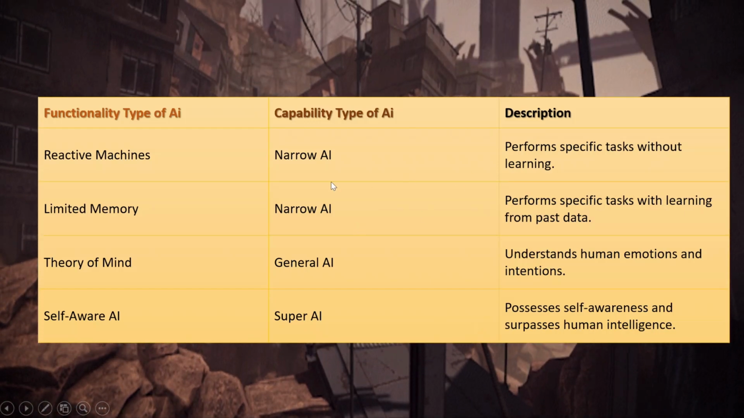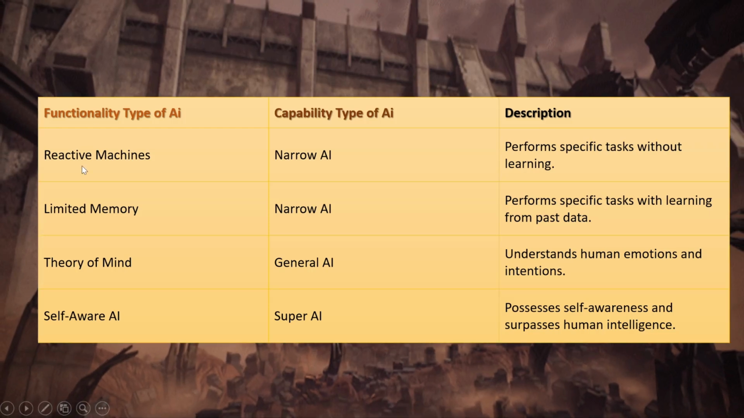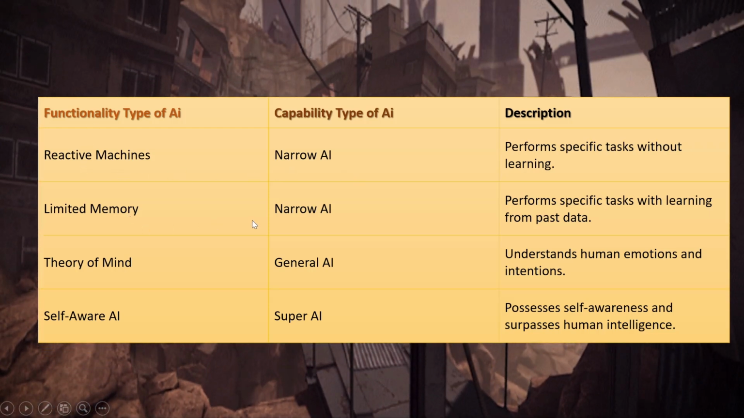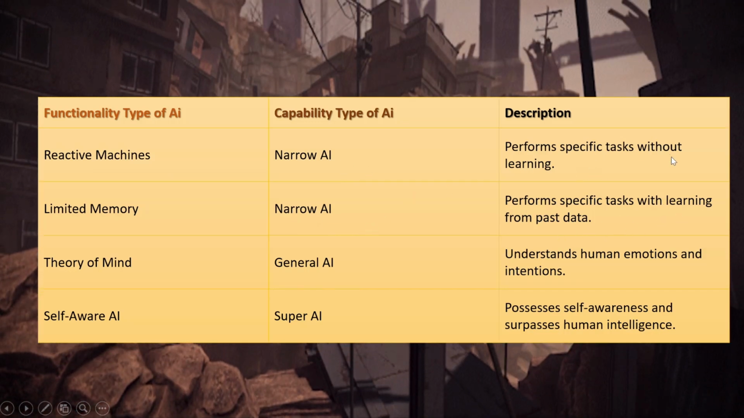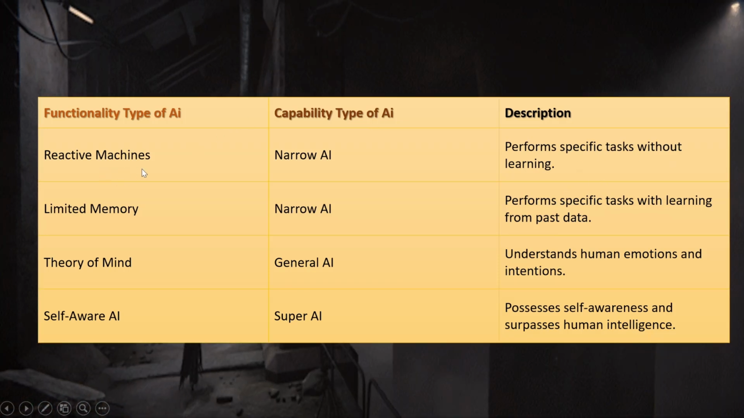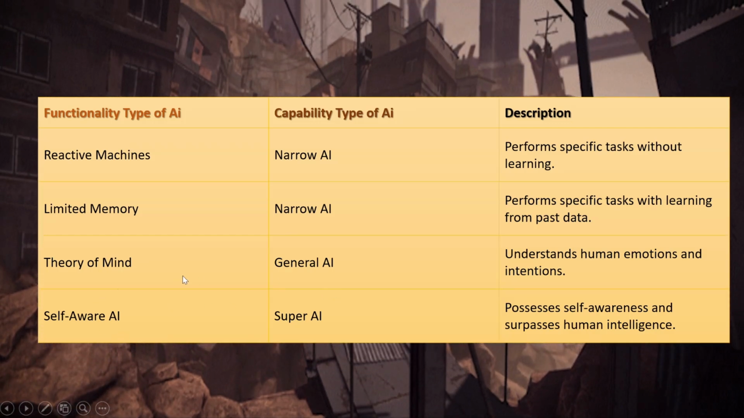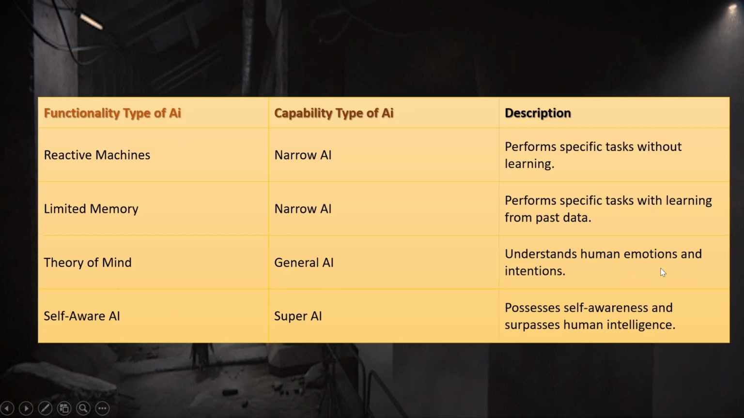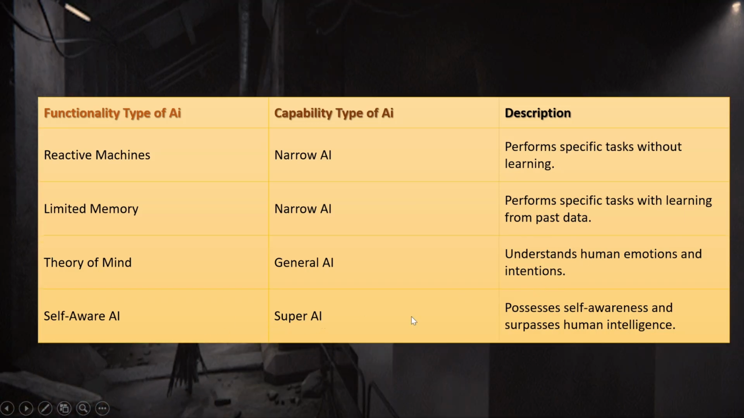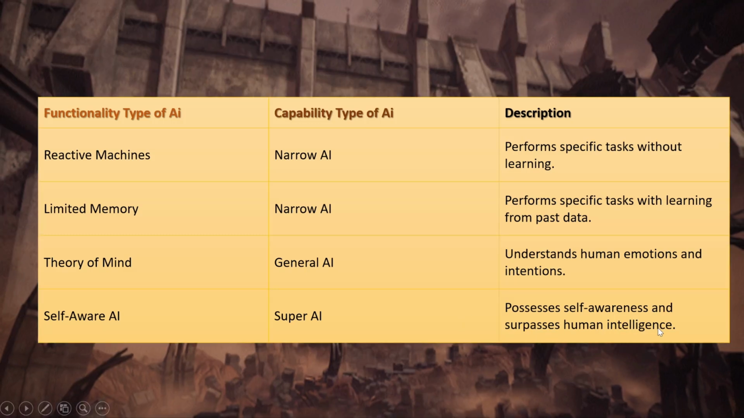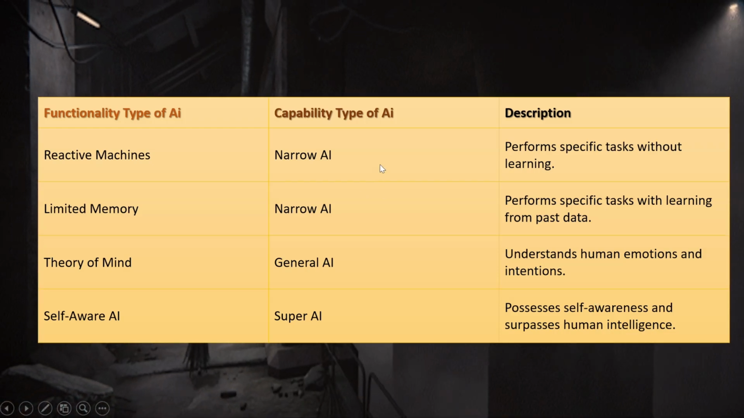So when you talk about functionality, we talk about the capabilities and descriptions. Reactive AI and narrow AI, like limited memory, perform only a single task. With learning from past data or without learning data, we talk about reactive machines and limited memory. Theory of mind understands human emotion and intention, and self-awareness is super AI, which possesses self-awareness and a super mind. We talked about these functionalities and types of AI.